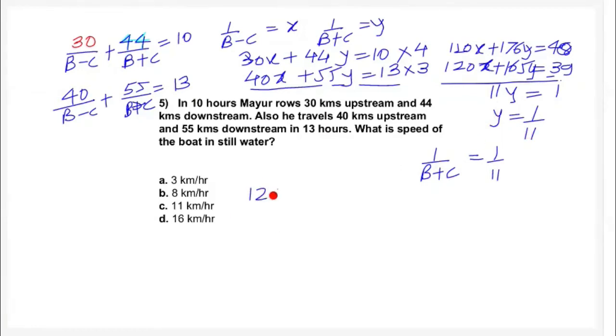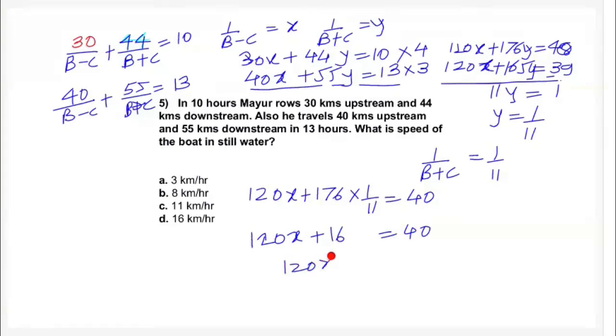120x plus 176y, and y is 1 upon 11, is equal to 40. 120x plus 16 is equal to 40. 120x is equal to 40 minus 16, which is 24. So x is equal to 24 upon 120, that is 1 upon 5. X is 1 upon 5.